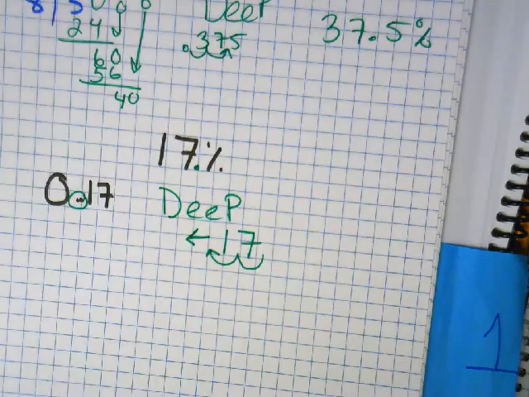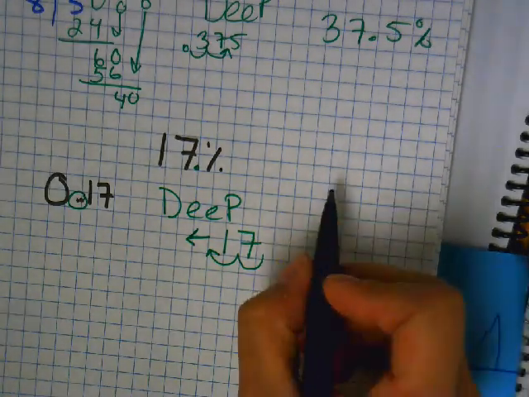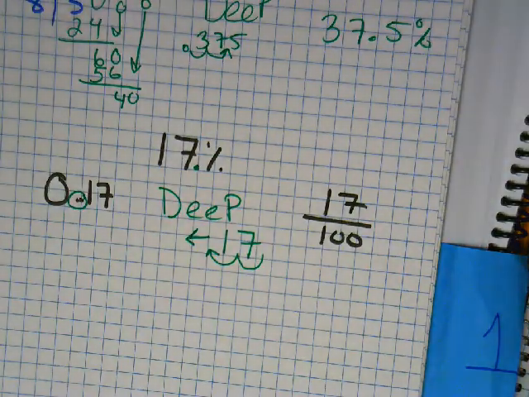Okay, what would be my fraction of 17%? Oh, what would be my fraction? It's 17 over 100. Yes, it is. Good job. 17 out of 100. Why out of 100? Because there are 3 placeholders, there are three numbers.